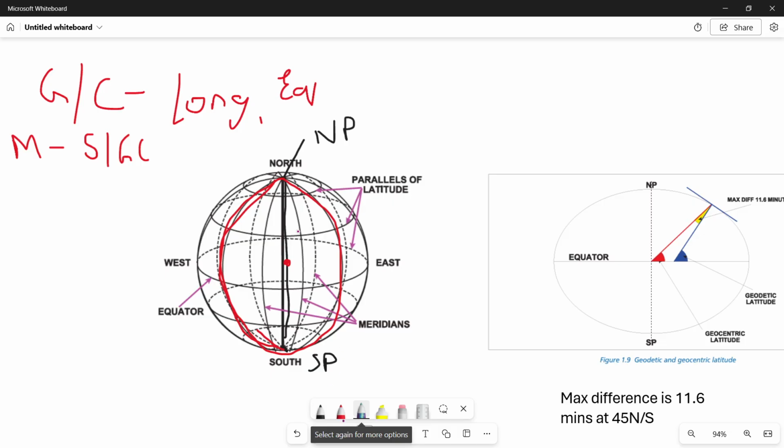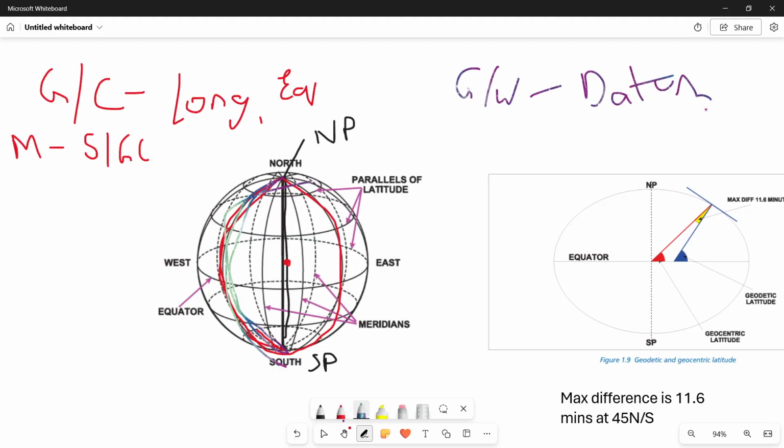If this is my whole circle, only this half part will be called a meridian. Okay, and there is a meridian which passes through Greenwich. It is in Europe, and that meridian is called the Greenwich meridian. It is also the datum. Greenwich meridian is the datum. All the longitudes are calculated from the Greenwich meridian.